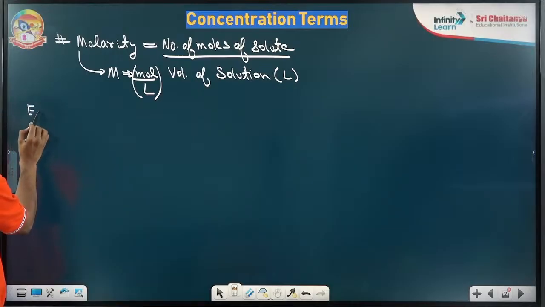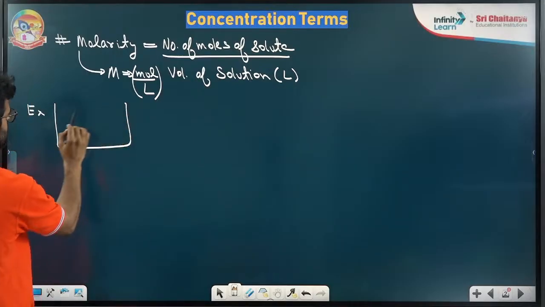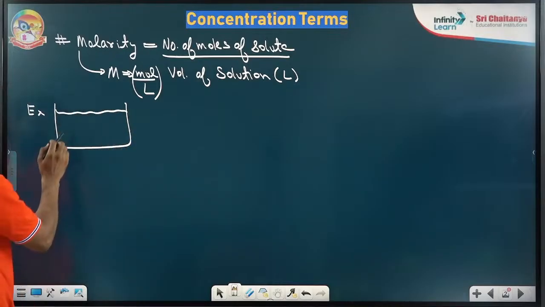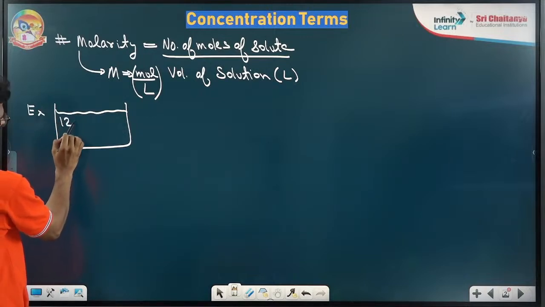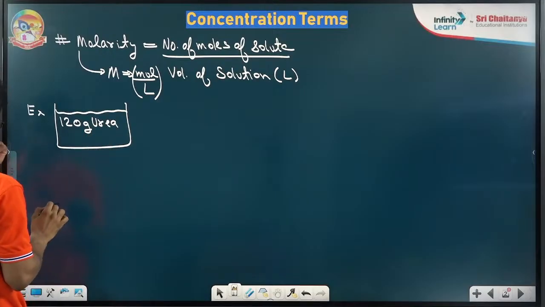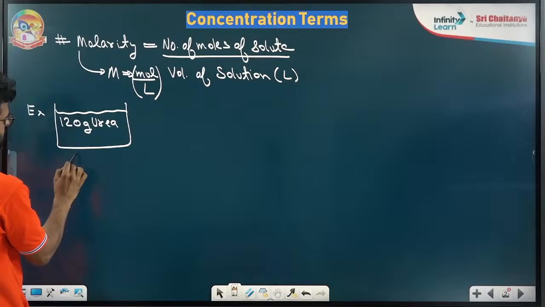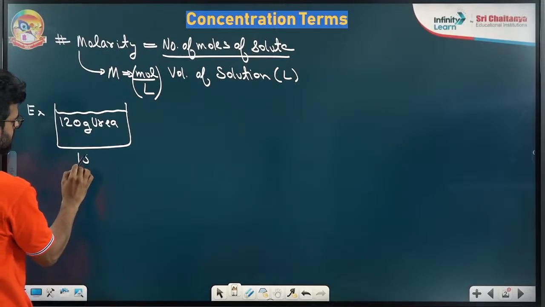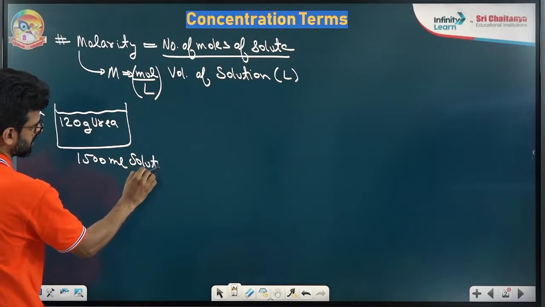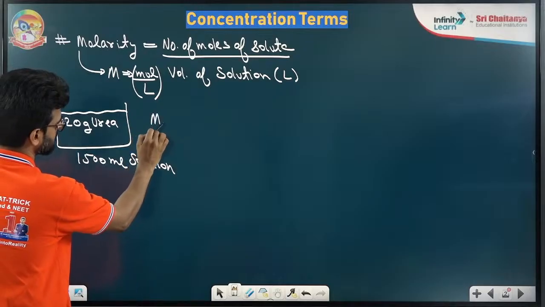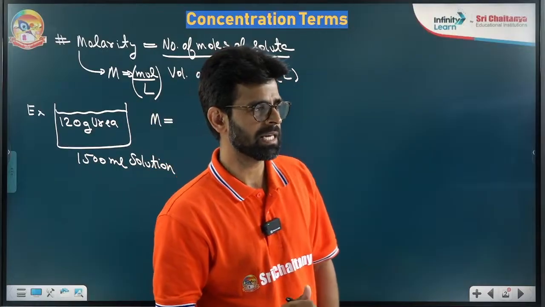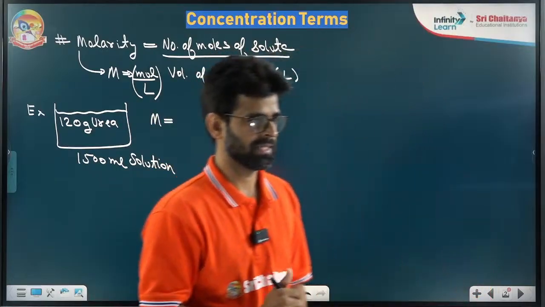Let us see a small example here. Please try to answer this one. Here we have a solution. Instead of writing this statement, I am giving it in the form of a diagram, easier to understand. Imagine we have 120 gram urea in this solution, and 1500 ml of solution. Can you find the molarity of the solution? What is the molarity here?